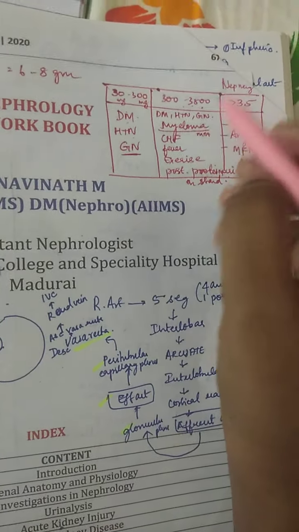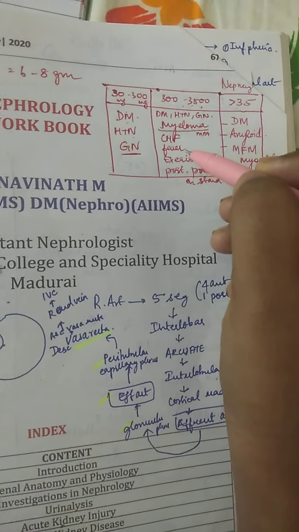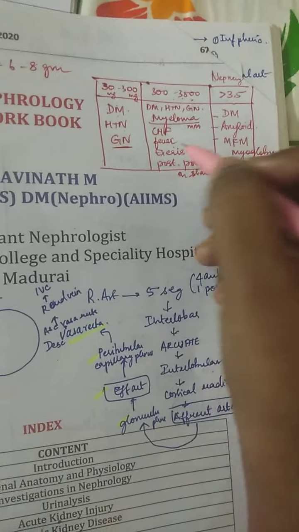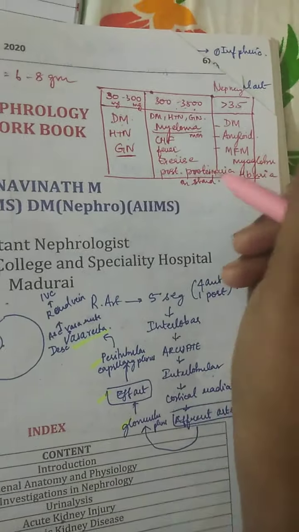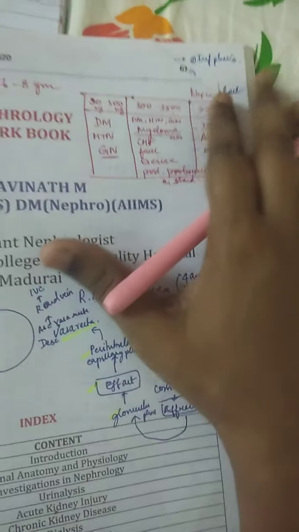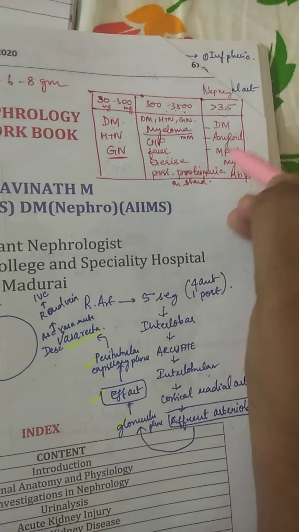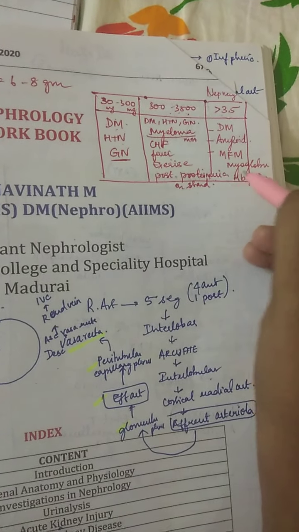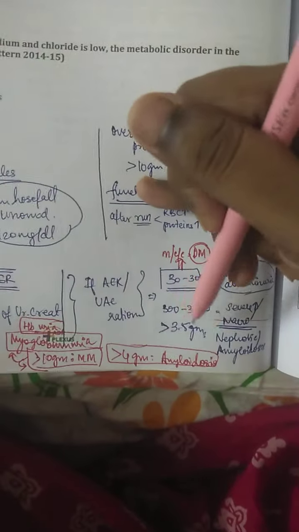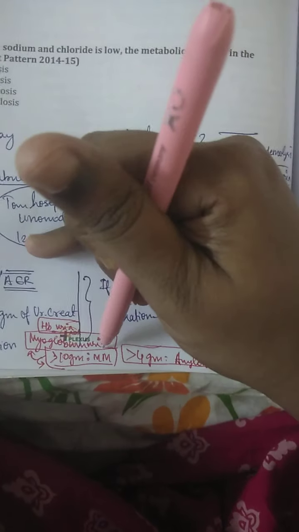You have multiple myeloma, congestive heart failure, fever, exercise, and postural proteinuria. If it's more than 3.5, don't think nephrotic first. Always think DM, amyloid, and then only nephrotic. After that also myoglobinuria and hemoglobinuria. Now we know more than 3.5 is always nephrotic. More than 4 is amyloidosis. More than 10 is multiple myeloma, hemoglobinuria, and myoglobinuria.